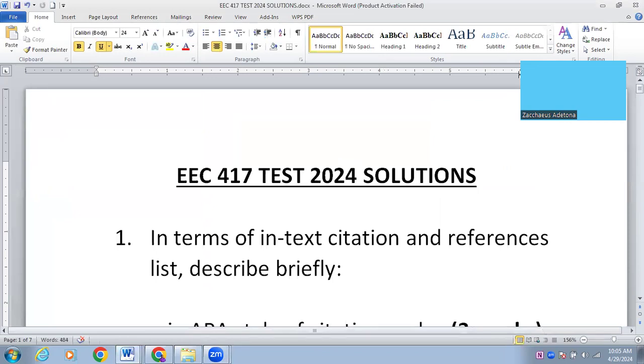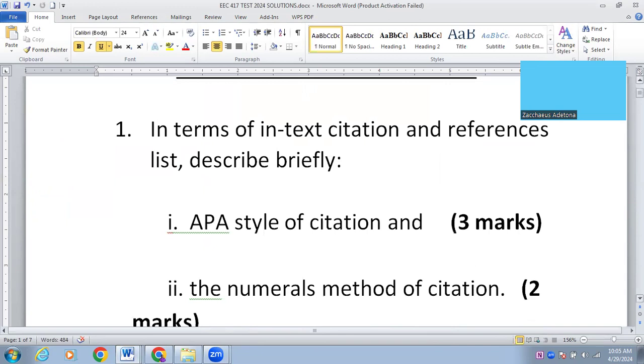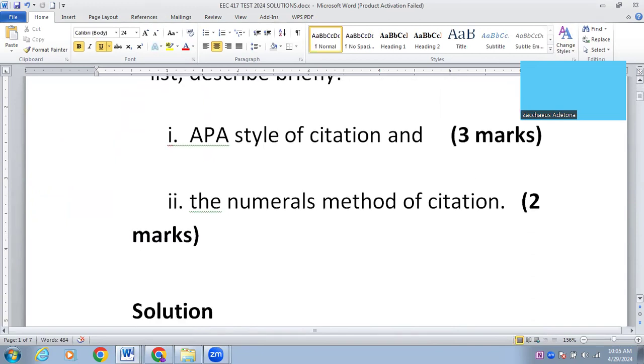tutorial problem solution. So like 2 weeks ago, we had this tutorial problem, and the first question here is, in terms of in-text citation and references lists, describe briefly the following parts. The first part is the Harvard style of citation, that is, American Psychological Association style of citation. And the second one is the numerals method of citation.